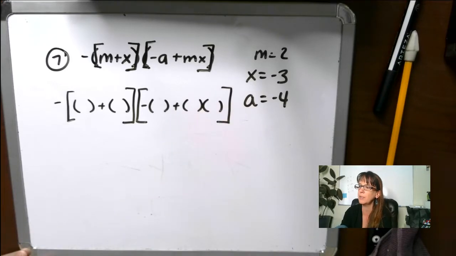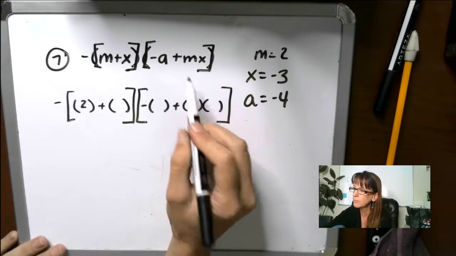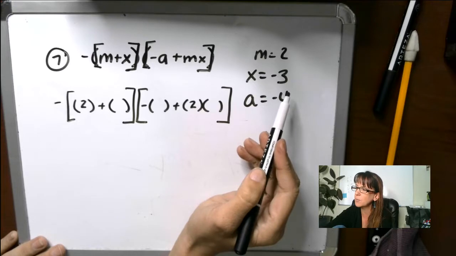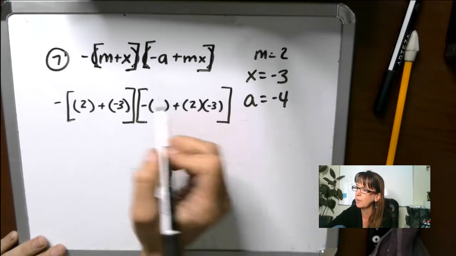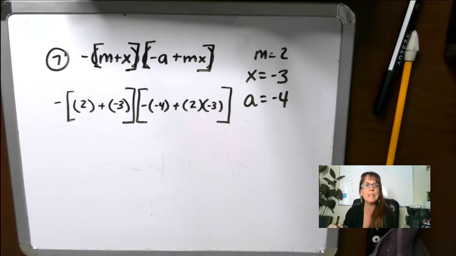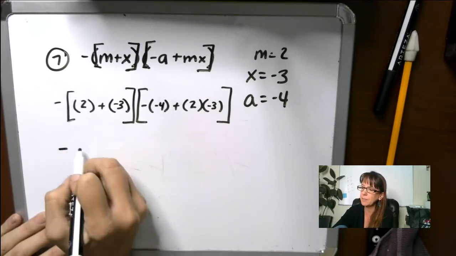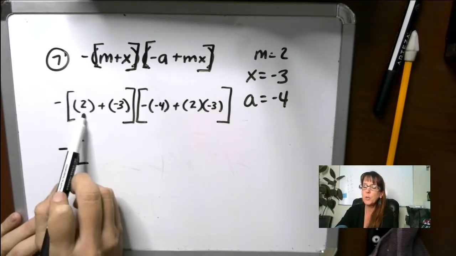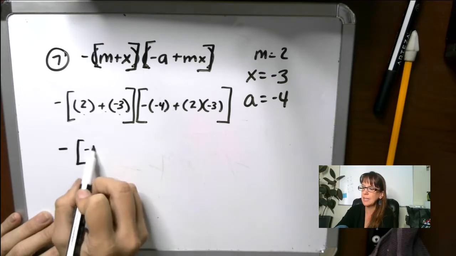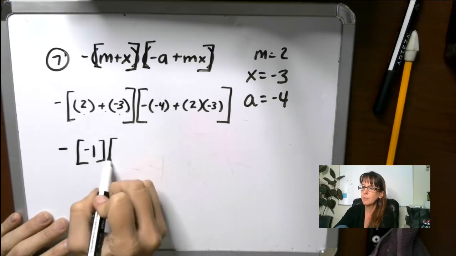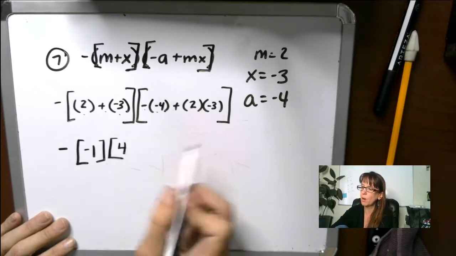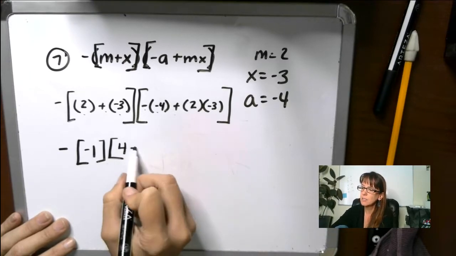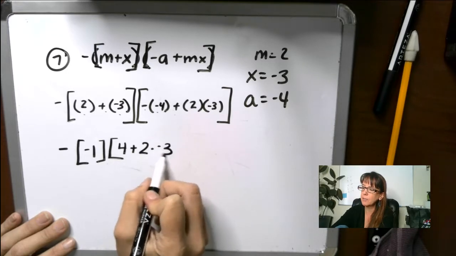All right, we're going to plug everything in here. For m, we got 2. So that's going to go here. For x, we have -3. So that's going to go here. And then for a, we have -4. All right, let's clean these up a little bit. We're going to do negative, and we got brackets. We have 2 plus -3 gives us -1. Brackets. -4 is 4 plus 2 times -3.